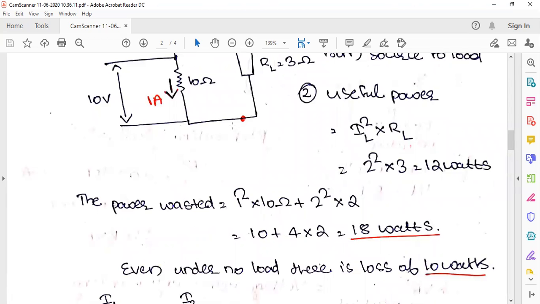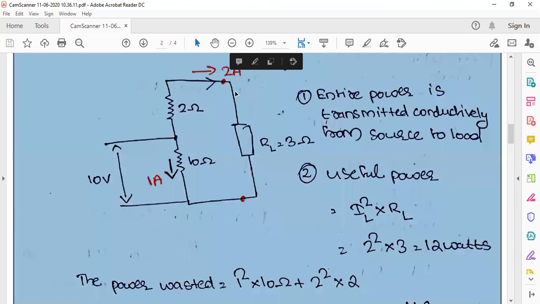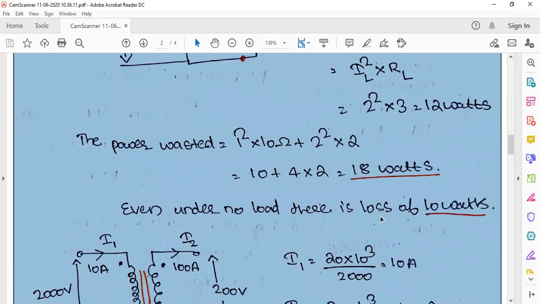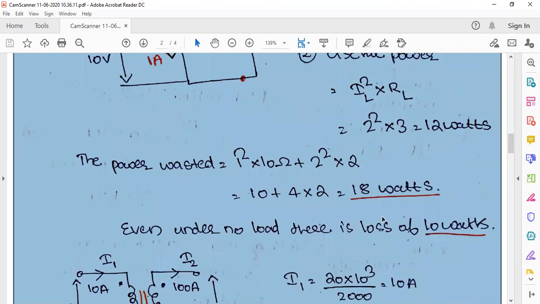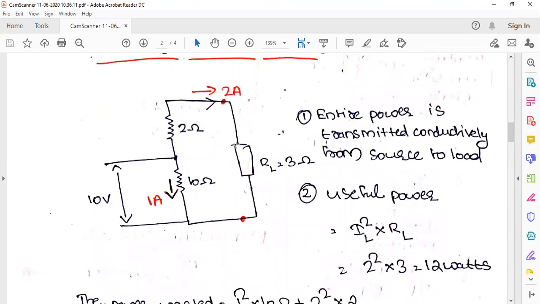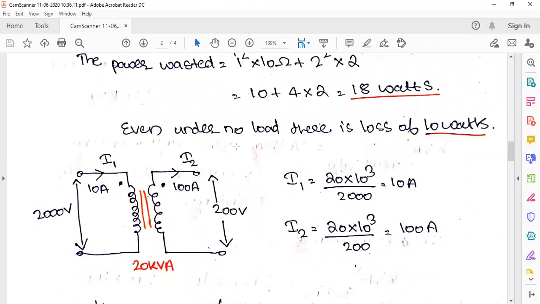Even under no load, that is, when this branch is open, there will be no current in the load and only this 1 ampere will flow, so 10 watts is getting wasted. So a lot of power is getting wasted. This is just a concept that you should keep in mind. This is the resistance potential divider. I'll make you understand why we are studying this.